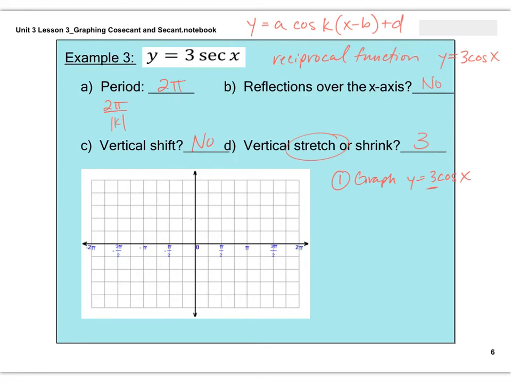Normally cosine starts at 1 above the horizontal. So I'm going to count by ones actually. This is 1, 2, 3. This is -1, -2, -3. And for cosine, this time it has to have a vertical stretch of 3. So instead of starting 1 above the horizontal, I'm going to start 3 above. And then we go to 0, and then we go to 3 below, and then we go to 0, and then we go to 3 above. So this is what the graph of y equals 3 cosine x would look like. Let's finish off that graph.